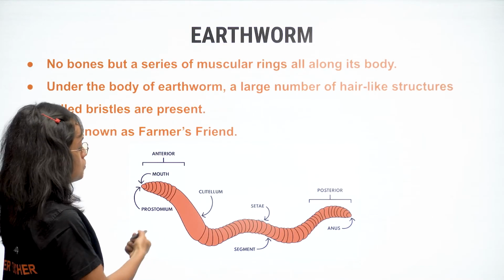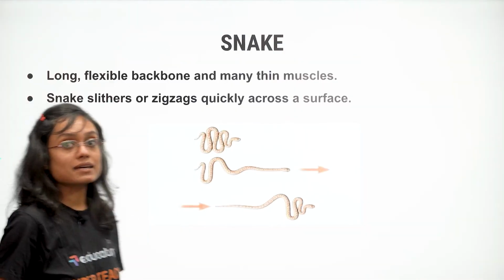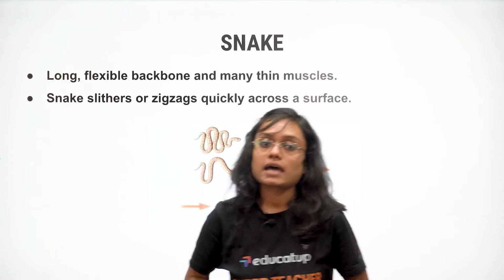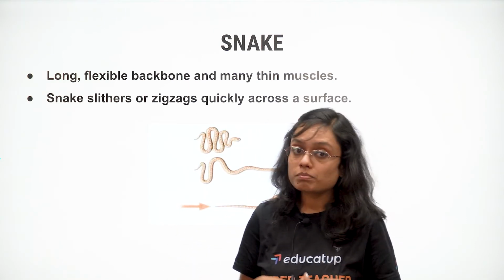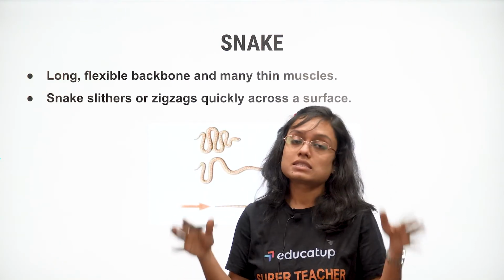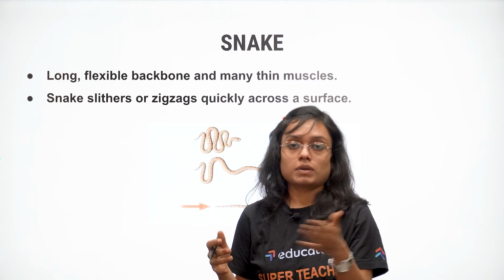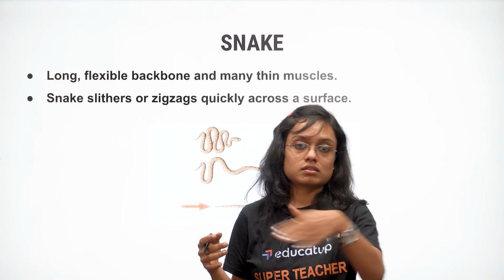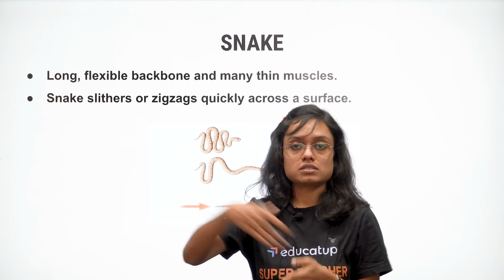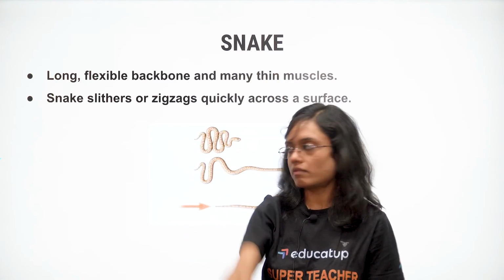Okay, the next we are going to see is the snake. Now the snake also has a long flexible backbone and many thin muscles. The snake slithers or zigzags quickly across the surface, we all have seen. Because of a lot of muscles and a very flexible backbone, it just moves away quickly.